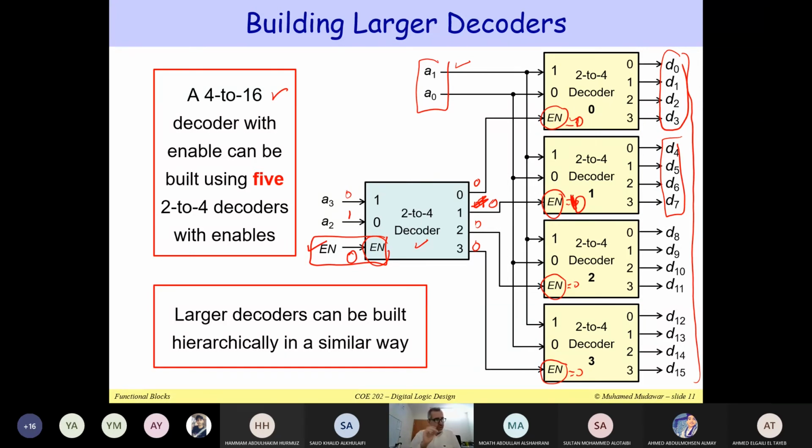So I'm using a small decoder. I'm using 5 decoders here, 2-to-4. Each has 2 inputs, 4 outputs, with an enable input. So I'm using 5 of them to build a large decoder with enable. You might be asked in an exam or in a quiz to draw such a decoder. So you should be able to build a large decoder using smaller ones. Is this clear?